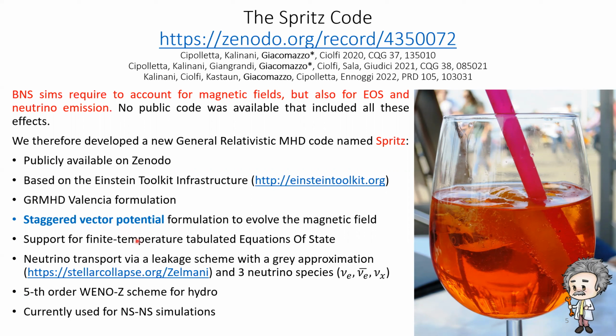Regarding the neutrinos, what we are doing at the moment is just using a publicly available thorn called Zelmani, which includes just a very simple leakage scheme. In the future, we plan to implement some more advanced scheme, like the M1 scheme that was mentioned yesterday by François Foucart. The code can reach fifth order convergence, and we are currently using that for neutron star simulations.